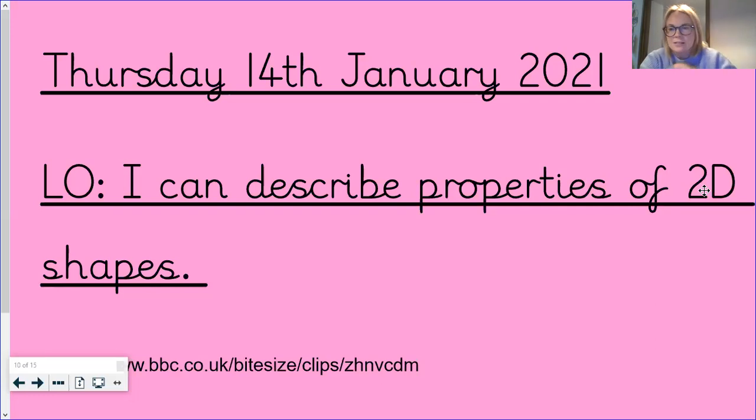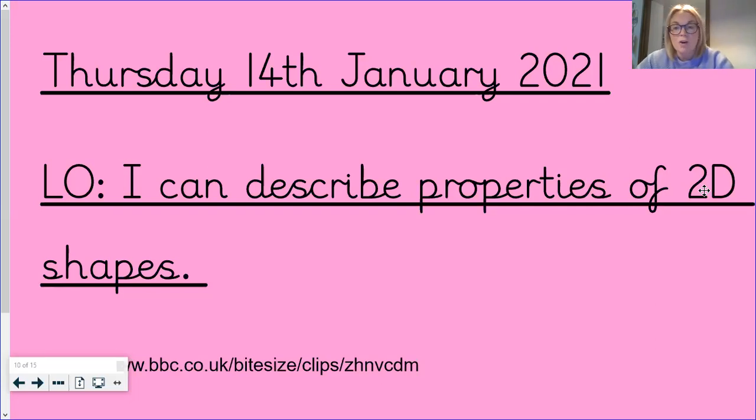How many vertices does a square have? It has 4, doesn't it? 1, 2, 3, 4, and they happen to all be right angles. How many vertices does a semicircle have? It has 2. Okay, so I'm going to think of a shape and I'm going to describe how many vertices it has. I want to see if you can think of what it might be.